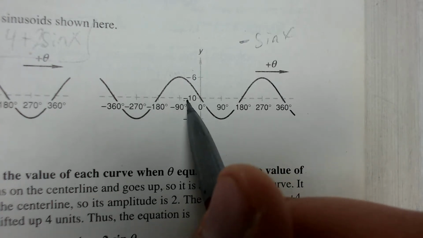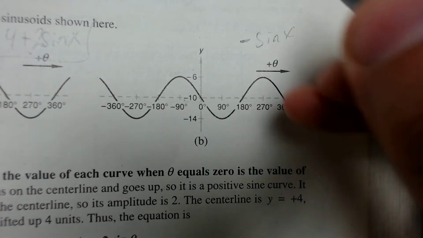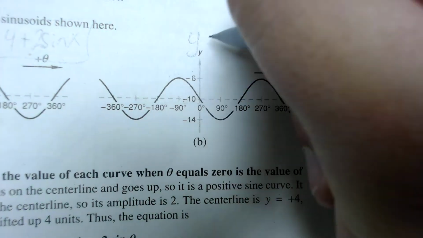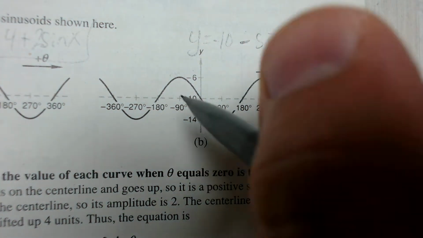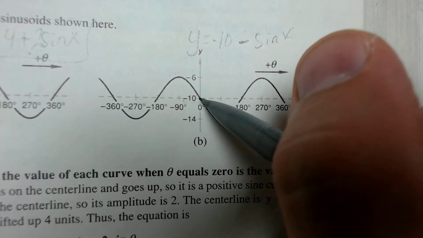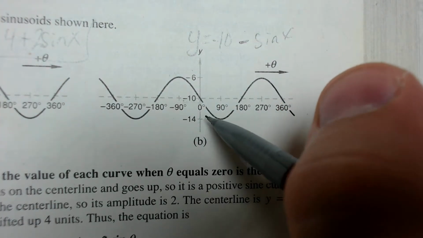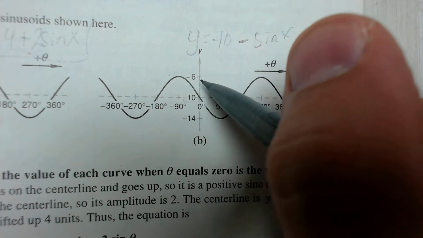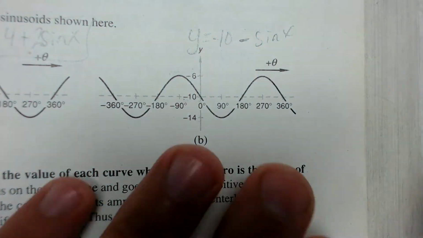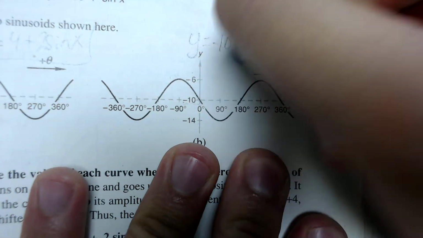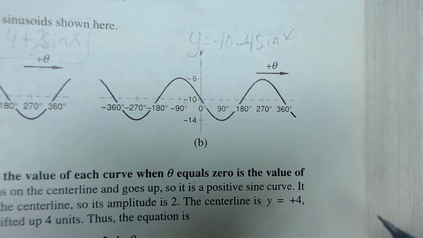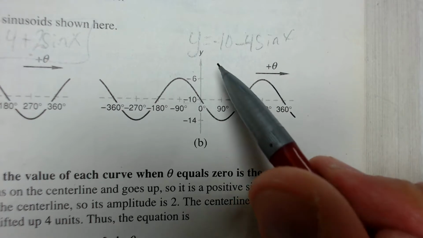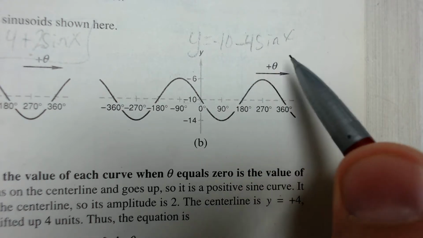Might be a little hard to see on the camera, but this says negative 10. So I'm going to have y equals negative 10 minus sine of x. And then the last thing, I'm going to check my distance from the center line. Here, negative 10 to 4, so that's a distance of 4. And then negative 10 to negative 6, also a distance of 4. So this is going to be negative 10 minus 4 times sine of x. So that's my equation right there. Y equals negative 10 minus 4 times sine of x.